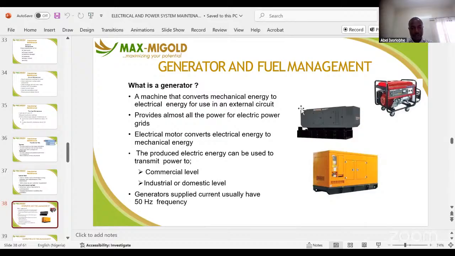All right. Like I said, generator supply current usually has a frequency of 50, anything between 48 and 52. If it's outside this range, your equipment will be working, but at a very high cost. So your technician should not just take the reading, but analyze it. Okay, the frequency, we are still on point. If you see that it's going above 53 or below 47, you know that something is wrong.